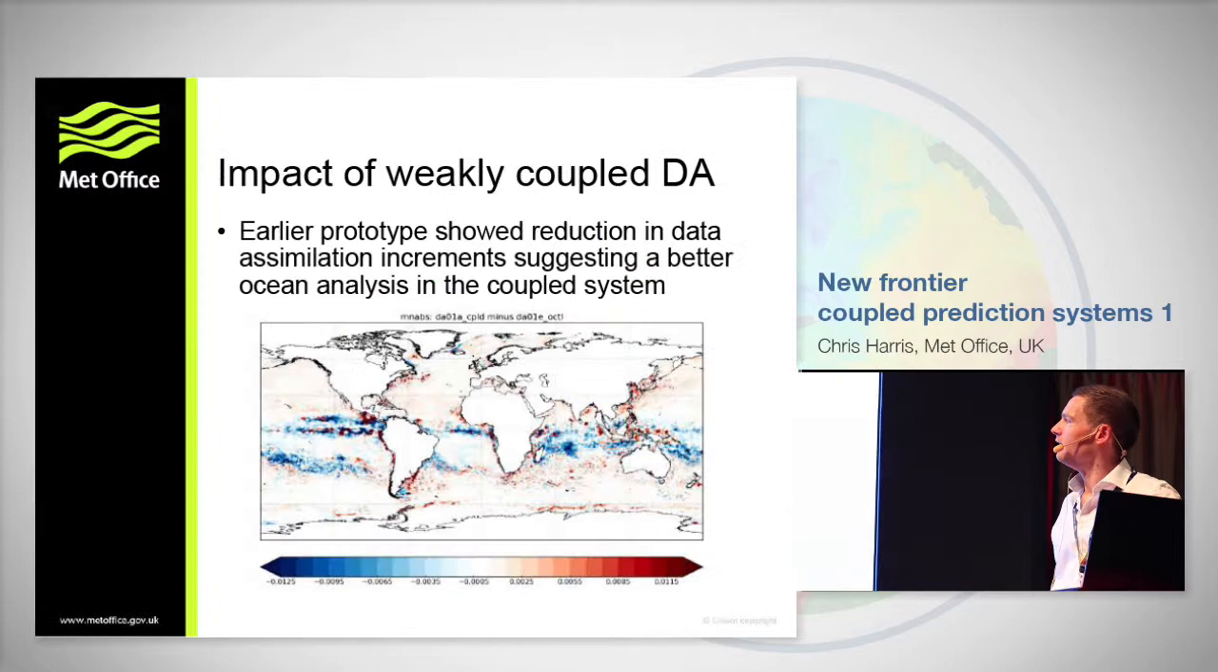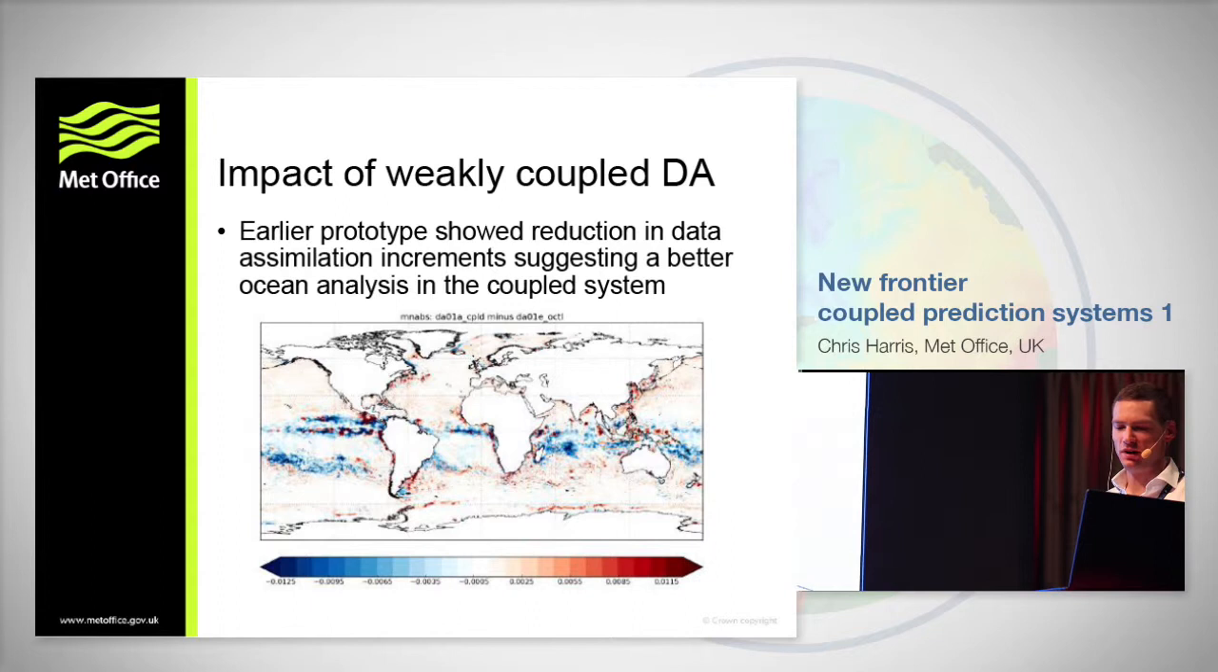And when we were first testing this coupled data simulation approach, so a slightly earlier system than the one I've just shown the details of, we found, in general, there was a reduction in the sea surface temperature increments in our coupled system. So wherever it's blue, it's not particularly clear from this plot, but there's more blue than red. So generally, there's a bit of a reduction, particularly in the tropics, of sea surface temperature increments, suggesting that the system's better in balance and the data simulation's having to work less hard to bring things back to where it thinks they should be.